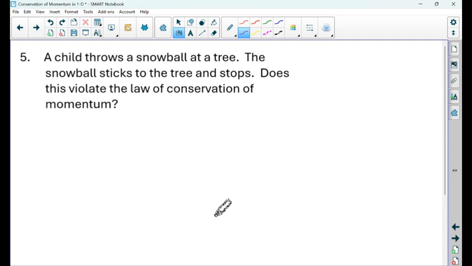Okay, that's it. I hope this lesson has helped you understand the law of conservation of momentum. Now time for some practice.